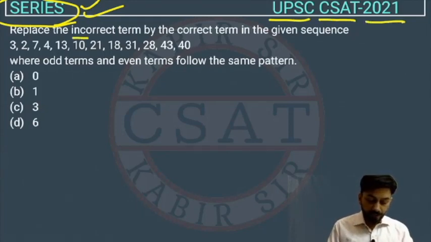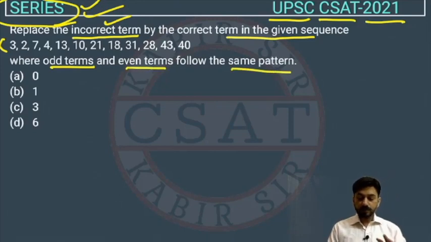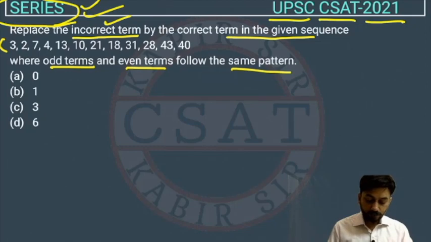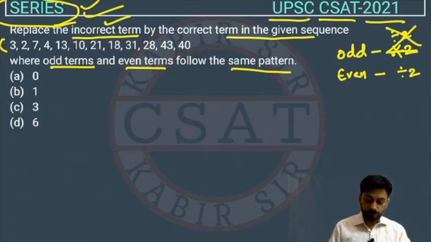Replace the incorrect term. So we have to find the incorrect term and the correct term in the given sequence. What is the sequence? This is a sequence where odd terms and even terms follow the same pattern. Odd are those numbers which are not divisible by 2, and even are those numbers which are divisible by 2.